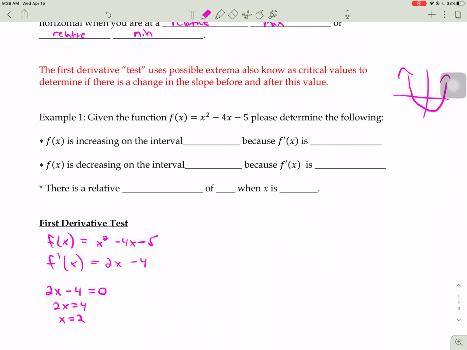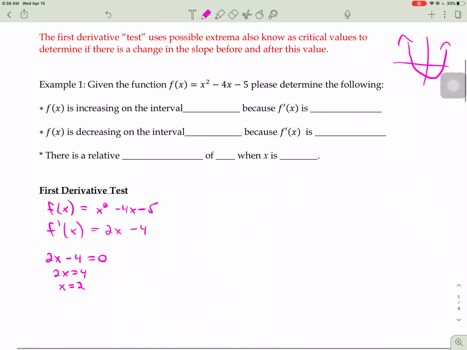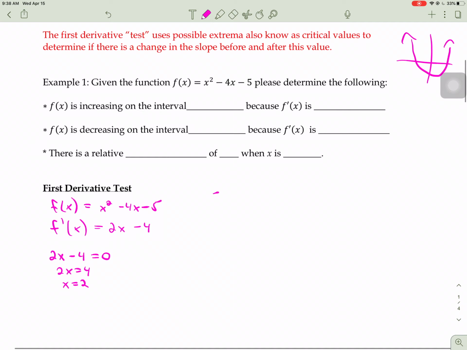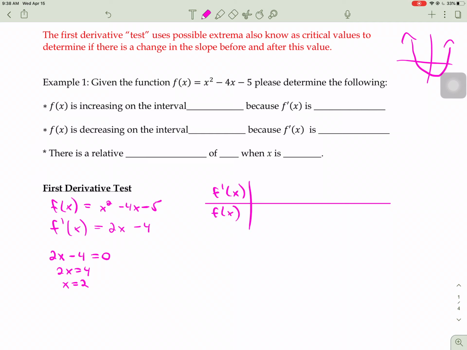We call this the first derivative test. What I like to do is set f prime of x, and then a line, and then f of x, like this. Okay, and we set a number here. We just put the critical values on a line. Here we only have one of them, 2.